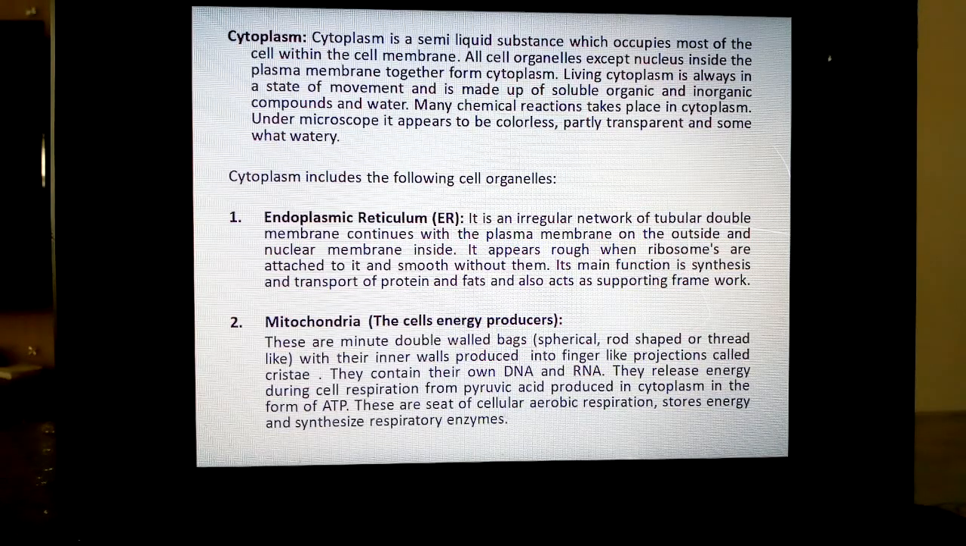What does it do with this ATP? It also provides energy to the cell. At the same time, it stores it, and whenever the cell requires, it provides it. So it is also storing, it is also producing. Is that clear? That is why this is called the seat of cellular aerobic respiration. It stores, synthesizes, and holds respiratory enzymes. That is why mitochondria play a very important role. Mitochondria are called powerhouses of the cell.